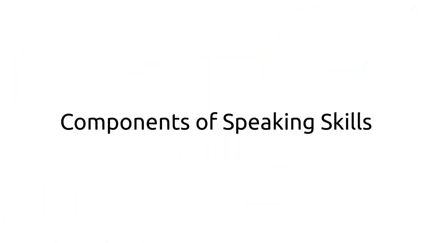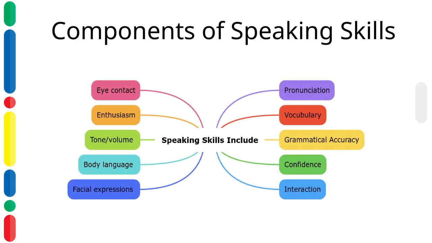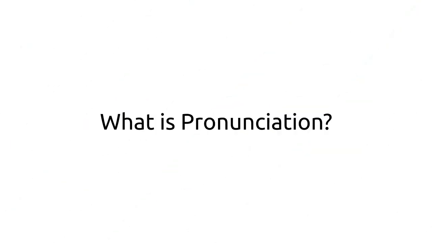Components of speaking skills. Speaking skills include eye contact, enthusiasm, tone, volume, body language, facial expressions, pronunciation, vocabulary, grammatical accuracy, confidence, interaction. What is pronunciation?